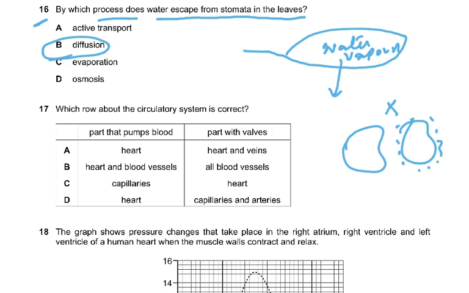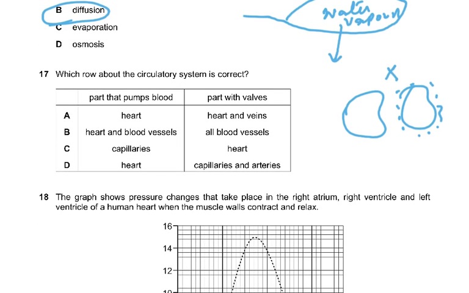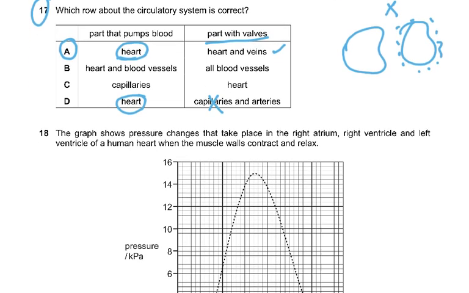So 16b. Which row about the circulatory system is correct? Part that pumps blood, part with valves. Question number 17. So question 17 has to be A, part that pumps blood has to be heart. So these are the only two possibilities. But here part with valves is heart and veins. Heart has valves, bicuspid, tricuspid valves, semilunar valves. Veins have valves also. Capillaries never have any valves. Yes, arteries do have valves, but then capillaries is the wrong one. So that is why 17A.